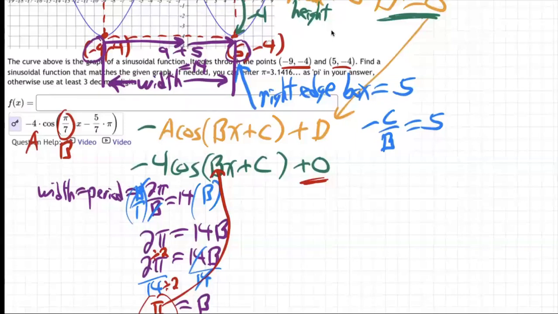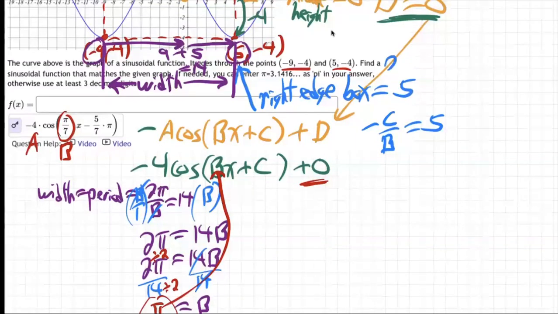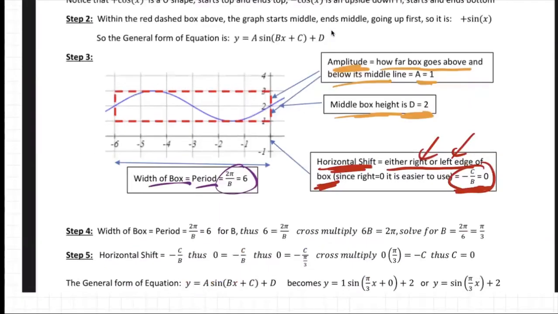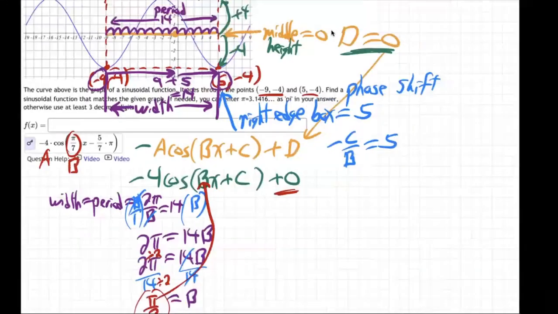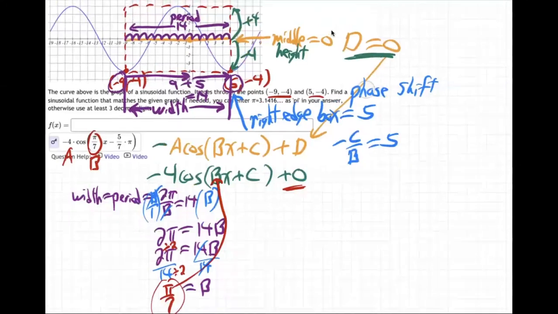That's what it said. It's called the phase shift. Let me run back down one more time. Or the horizontal shift. Either you can take the right edge or left. It'll work either way. And it's negative C over B. Okay, my example was 0, but that's not what's here. So phase shift, here, I'll change it if it bugs you. It's called the horizontal shift or the phase shift, whatever. So it's negative C over B, and it's equal to 5.